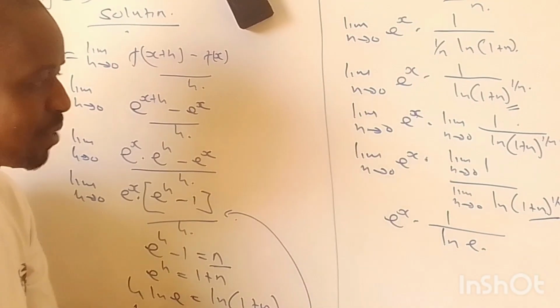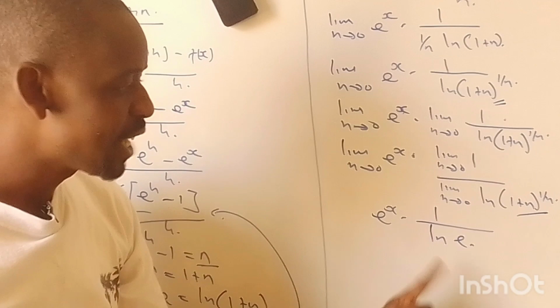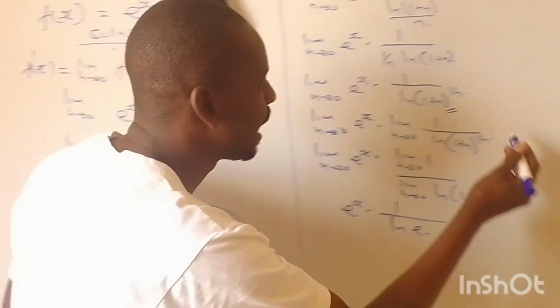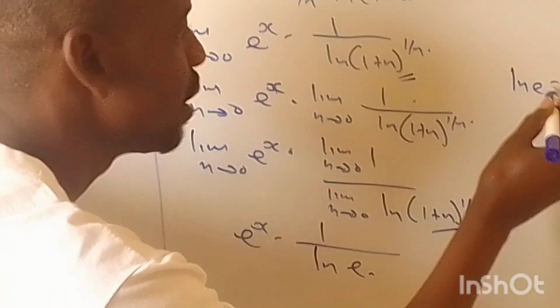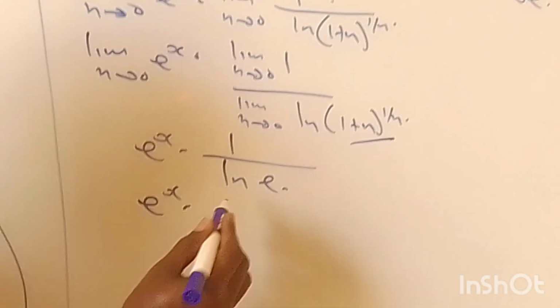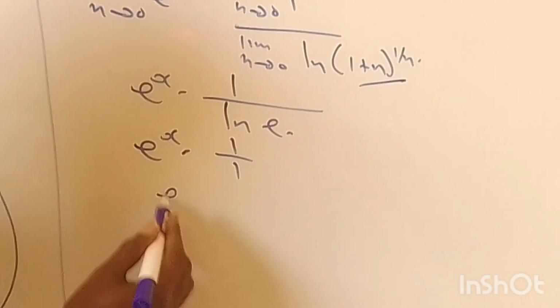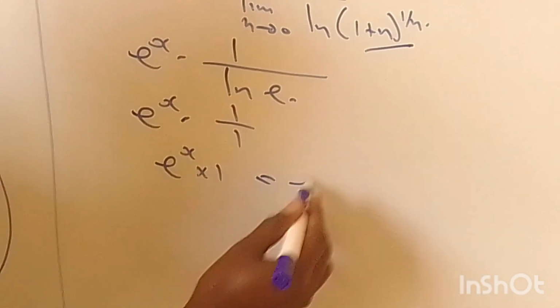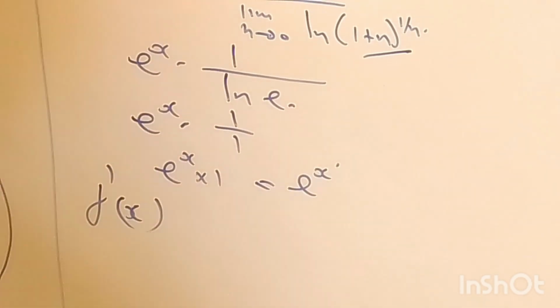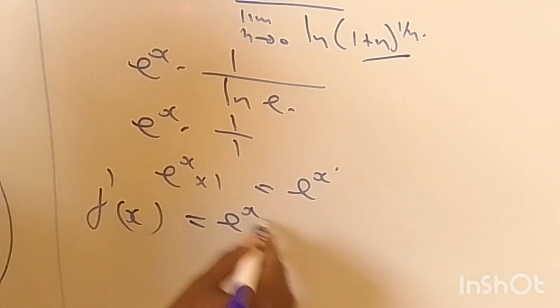There's something which is coming. So let me ask you a question. What is the natural log of e? The natural log of e is 1, because the natural log of e simply means the log of e to base e, and the log of a number to the same base is 1. So we have e^x times 1 over 1, that is e^x multiplied by 1, and we get e^x. So the derivative of e raised to x is equal to e raised to x. Mission accomplished.